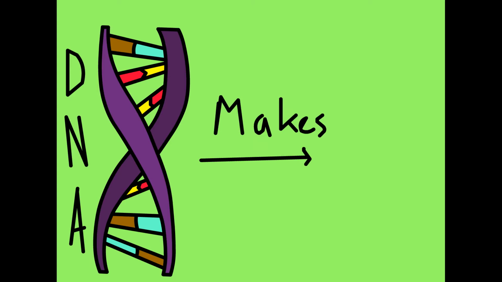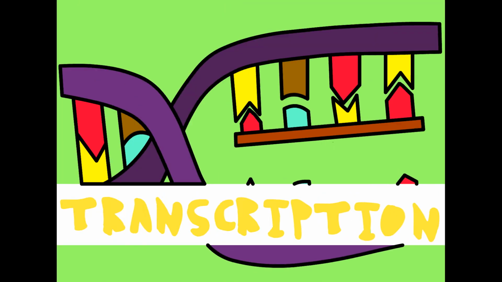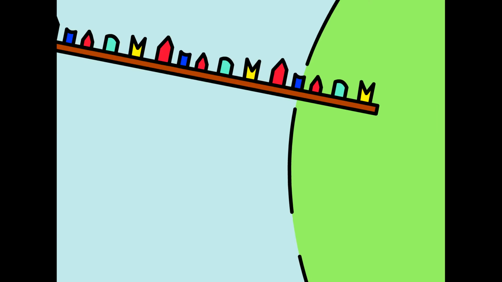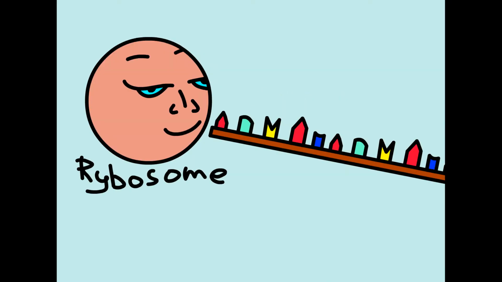When DNA makes RNA, it's called transcription. Then mRNA travels out of the nucleus through the holes in the nucleus called nuclear pores and out into the cytoplasm. Then it reaches the ribosome, the protein-making machine.